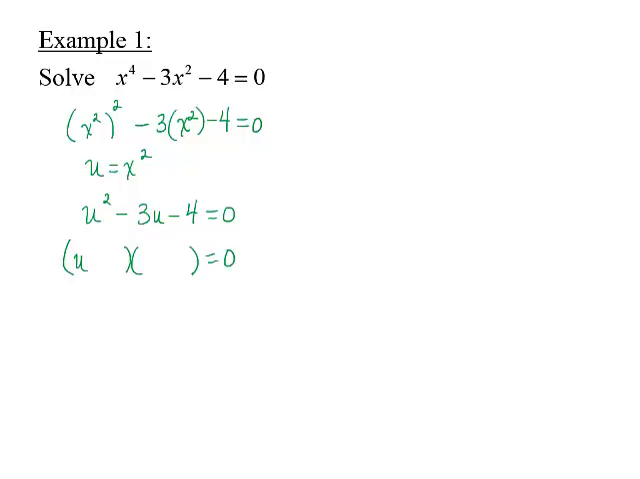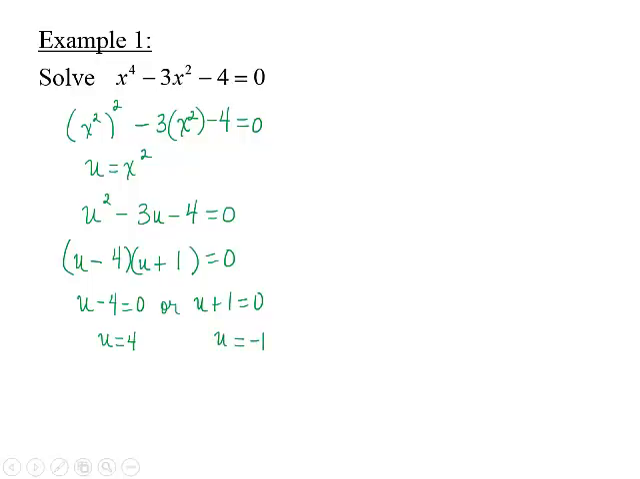U squared is u times u. The factors of 4 whose difference is 3 are 4 and 1, with different signs, the larger one being negative. So we have u minus 4 times u plus 1 equals 0. Setting these factors equal to 0, we get u is equal to 4, or u is equal to negative 1.